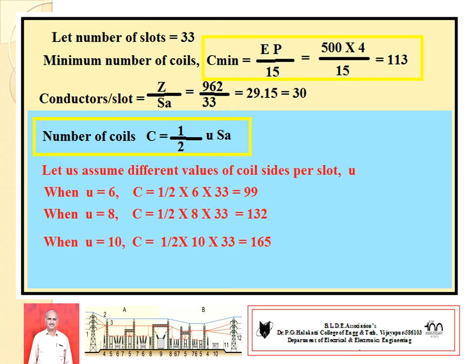Then by using the expression actual number of coils C equal to half US, where U is coil sides per slot. Hence, for different U values, you calculate the number of coils. For example, when U equal to 6, that is coil sides per slot equal to 6, then number of coils C equal to half into 6 into 33. So, 99 we are going to get. In similar fashion, when U equal to 8, 132. When U equal to 10, 165.